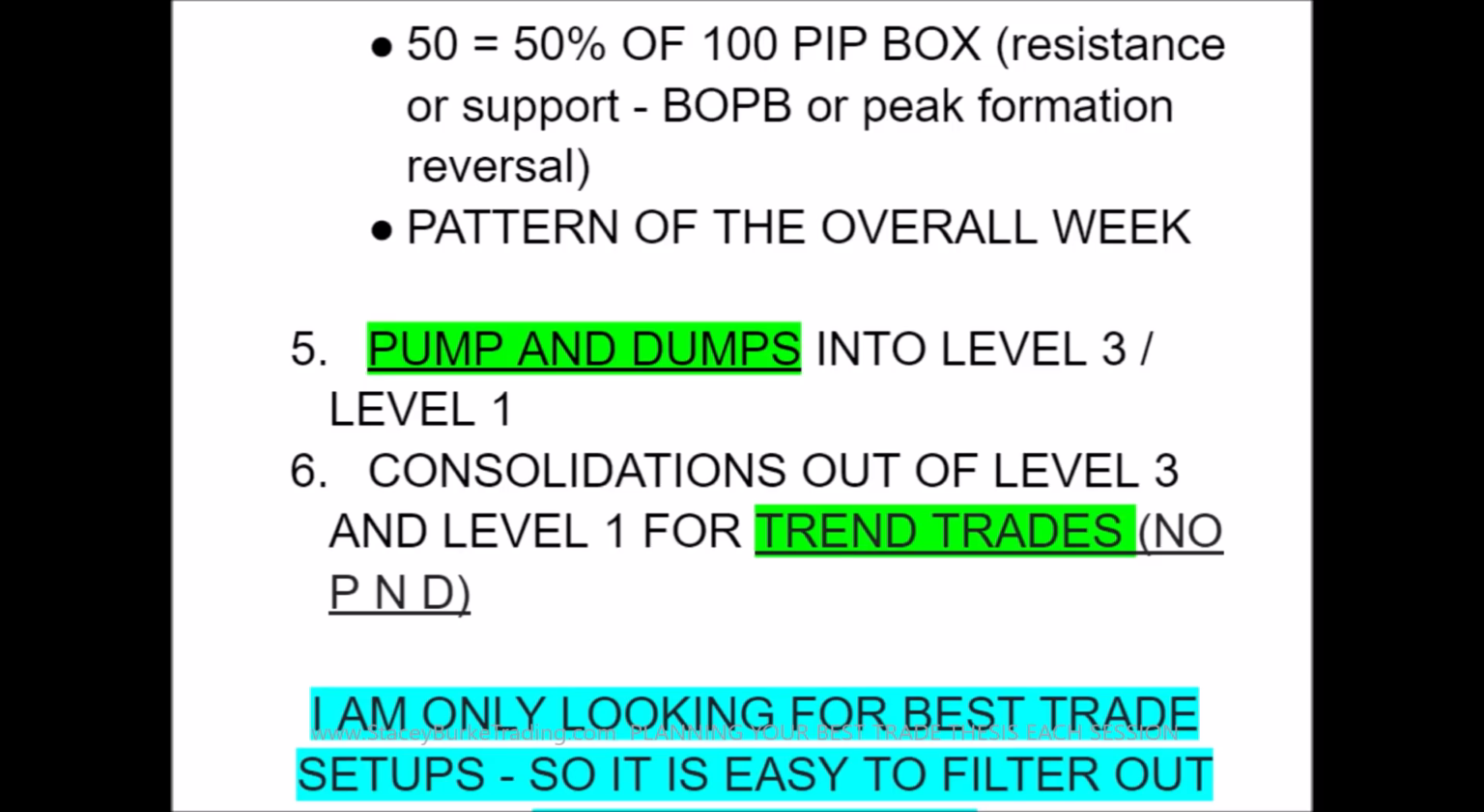If you bought it at the bottom in the Europe Open and you held on to it hoping for more, they spiked you down before they went into the U.S. session. Importance of taking profits. So pump and dumps into level 3 and level 1. So typically you'll get a dump and pump, which we saw on gold on Monday, I believe it was. Could have been Tuesday. We'll check that.